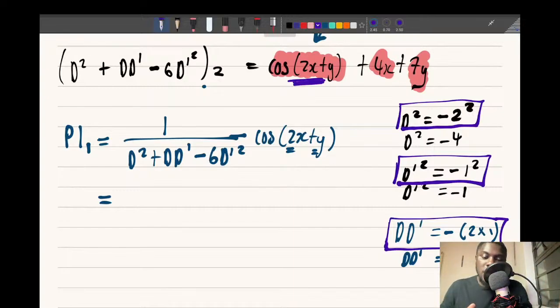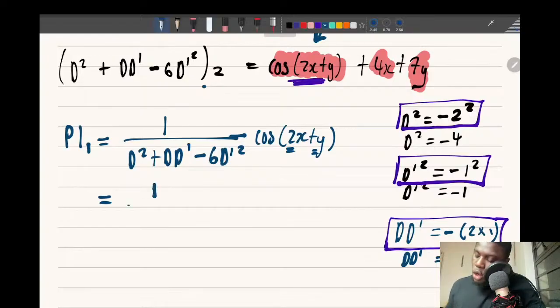That is for exponential. You don't change them. For trig, you put a negative outside, then you say d squared is the negative outside, then you take the number before x and you square it. D prime, negative outside, you take the number before y and you square it. D by d prime, negative outside the number before x times the number before y. Wow. Shock.